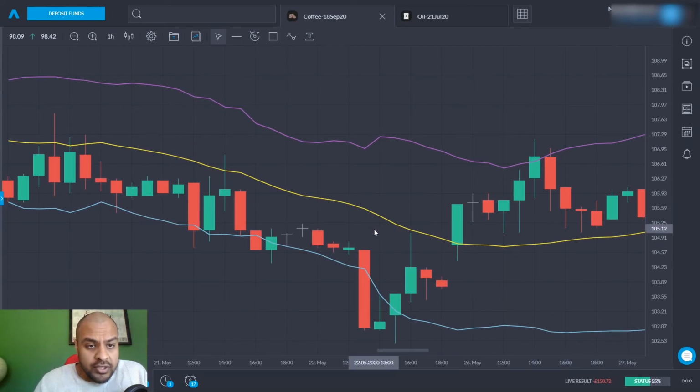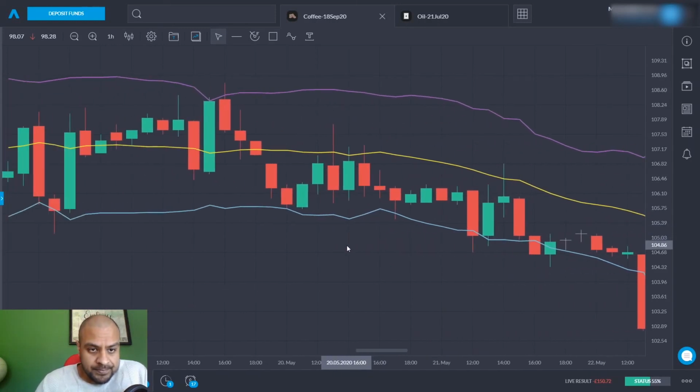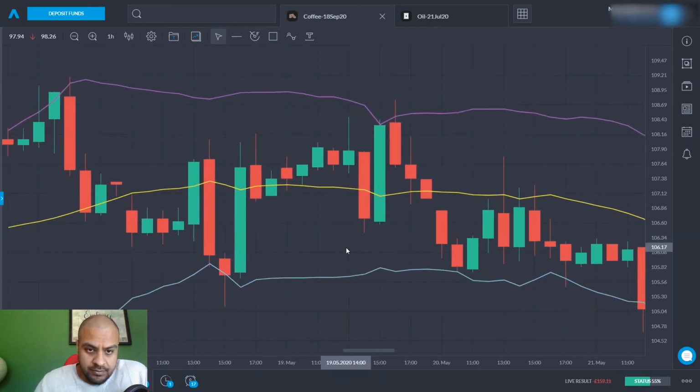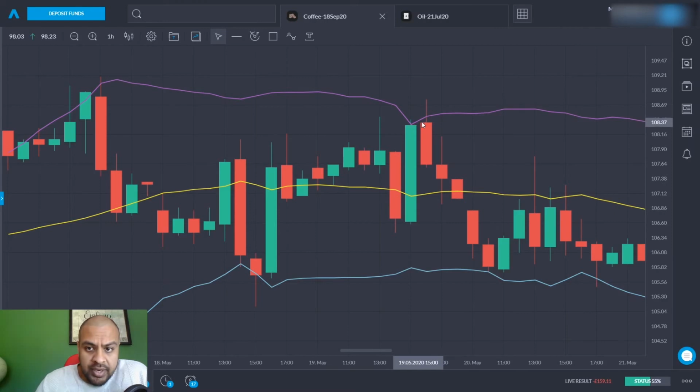I'll show you a couple more examples. Again, we can see a quick one here. It's gone above the Bollinger Band, so that's where you should be short selling. And the price does go down and it in fact drops below the average. So that would give you very good profits.